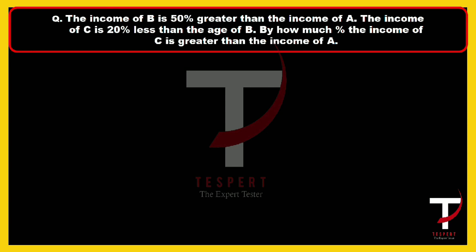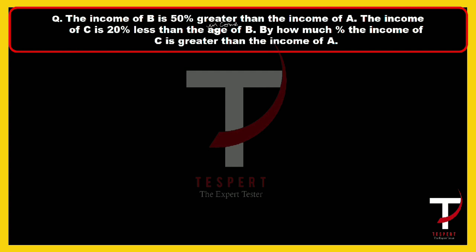So the income of B is 50% greater than the income of A. The income of C is 20% less than the income of B. Sorry, here this is not age, this is income. By how much percent the income of C is greater than the income of A?